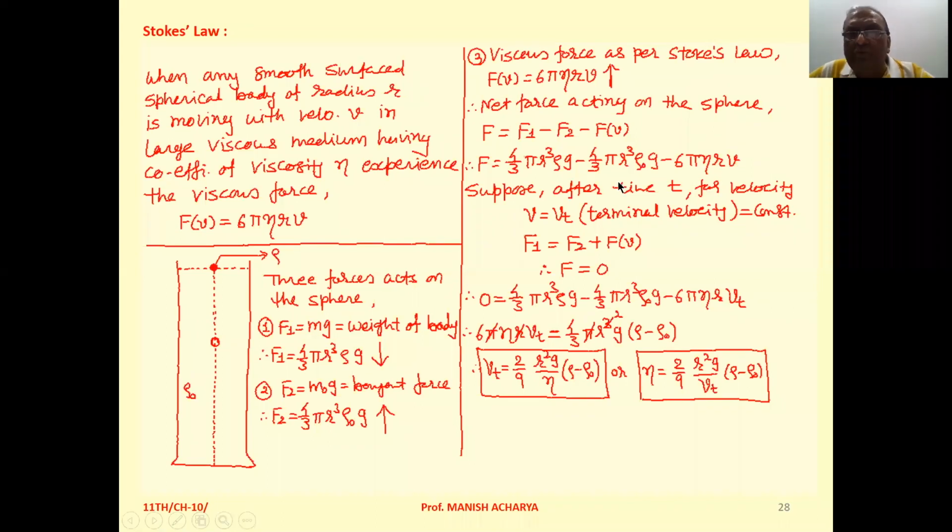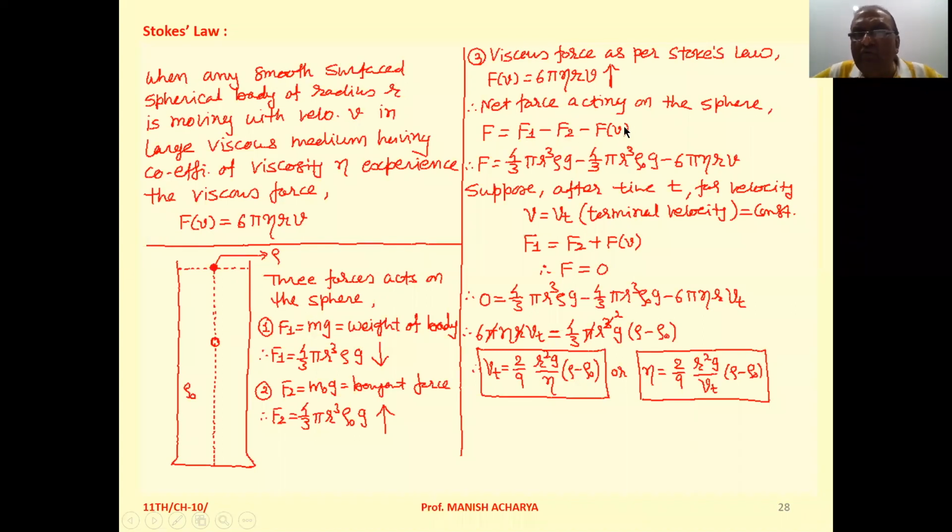So now what will happen? F1 is constant, F2 is constant, and due to increasing velocity this force Fv is continuously increasing. So definitely after some time the situation will be like this: the summation of F2 and Fv will be exactly equal to F1. So suppose after time t, for a velocity, say v equal to vt, F2 plus Fv becomes exactly equal to F1.